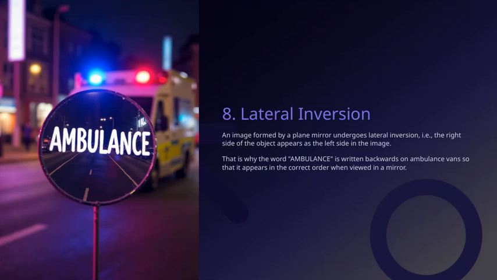Now let's look at lateral inversion, which is a fascinating aspect of images formed by plane mirrors. When an object is reflected in a mirror, the image appears reversed from left to right. This means that the right side of the object seems to become the left side in the image, and vice versa. It's like the image is flipped horizontally, and this is what we call lateral inversion.